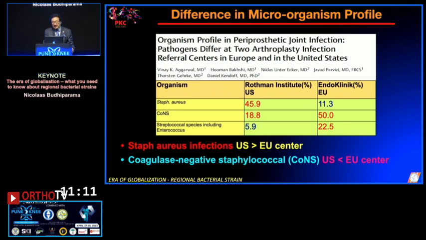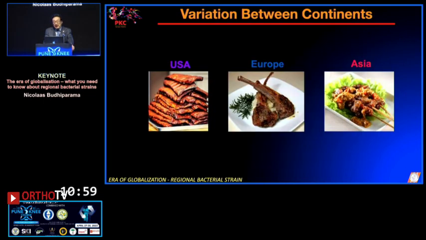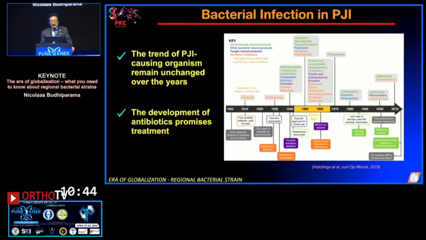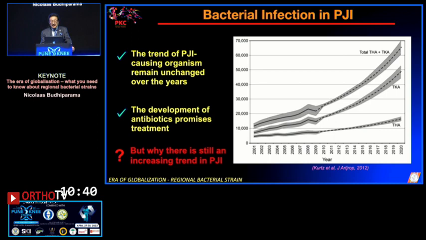Looking at the 2 big centers, the Rothman Institute shows here there's more Staphylococcus aureus found, while in Europe it's more coagulase-negative staphylococci. So what I'm saying is, it's the same meat, but in 3 different continents, 3 different tastes and 3 different preparations. So the trend of PJI-causing organisms remains unchanged over the years. But the development of antibiotics promises treatment. But why is there still an increasing trend in PJI?